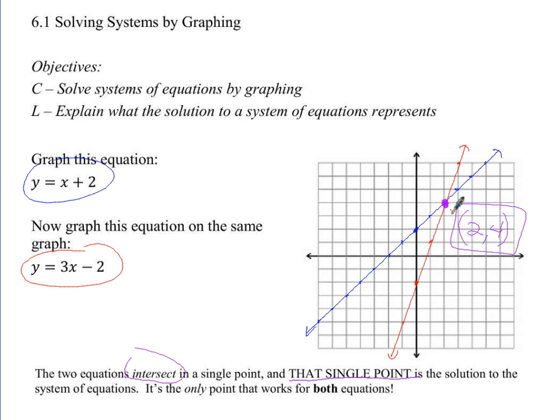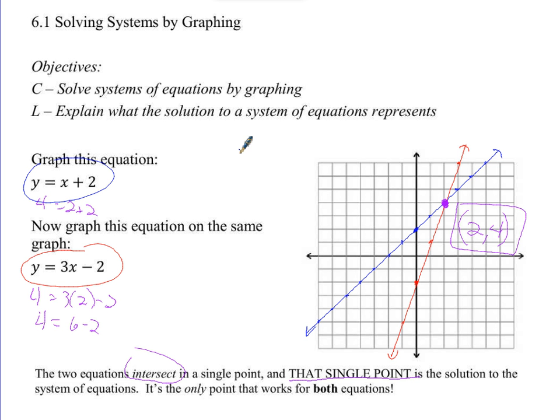I wanted to show you that that actually is true. We have 2, 4. So if I plug in 2, 4 here, I have 4 equals 2 plus 2. Is that true? Yes. And here I have 4 equals 3 times 2 minus 2. Well, 3 times 2 is 6, so 4 equals 6 minus 2. Is that true? Yes. So that ordered pair, 2, 4, when I plug them in, here and here, works for both equations. And that's what the graph showed me. That's what this section is all about: graphing two equations on the same grid, figuring out where they cross, and writing down that answer as an ordered pair.